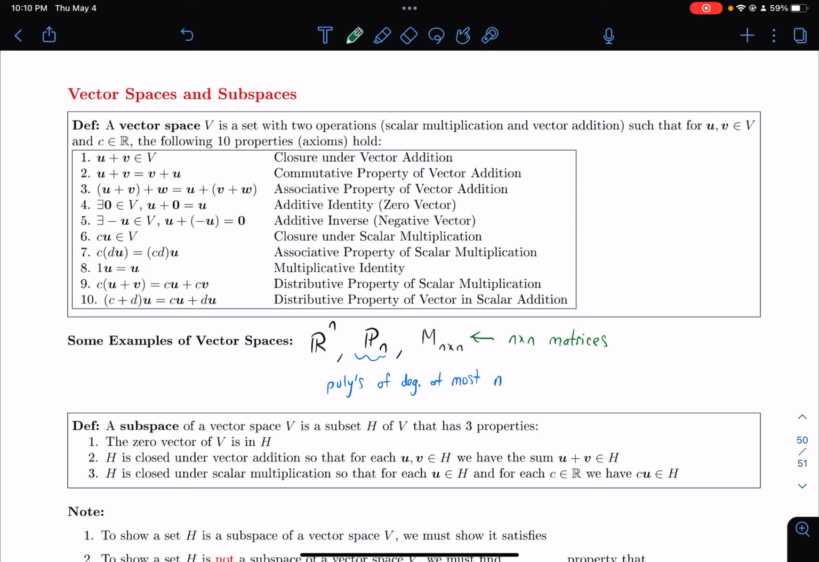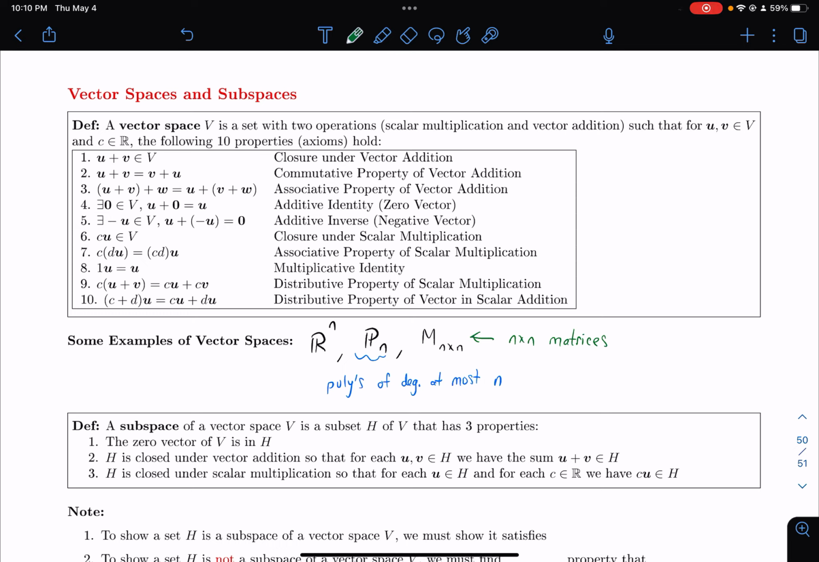With each of these sets, like all the n by n matrices, or Pn, all the polynomials of degree at most n, I can do things like add stuff together. I can add two matrices together, add two polynomials together. I can also multiply them by scalars. And it turns out they satisfy all 10 of these properties.